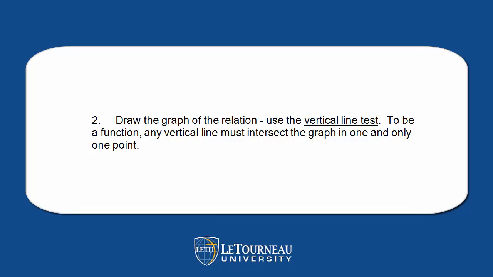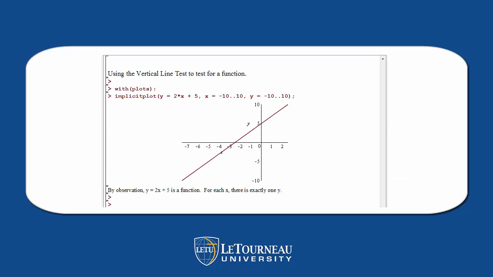Now, another way that we can tell whether a relation is a function is to draw the graph of the relation and use what's called the vertical line test. To be a function, any vertical line must intersect the graph in one and only one point. Now here are some examples. For example, right here, number 1, we have a line. I hope it's obvious to you that that is indeed a function.